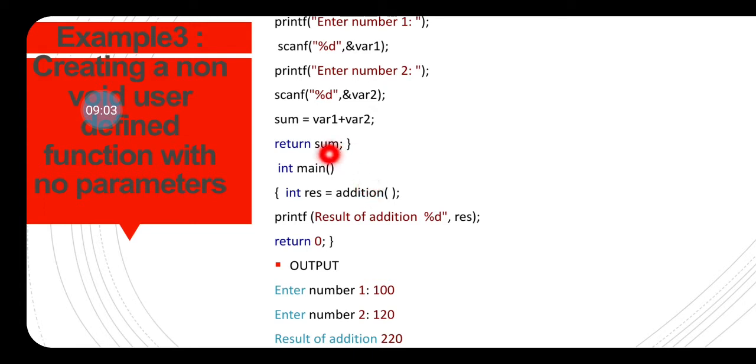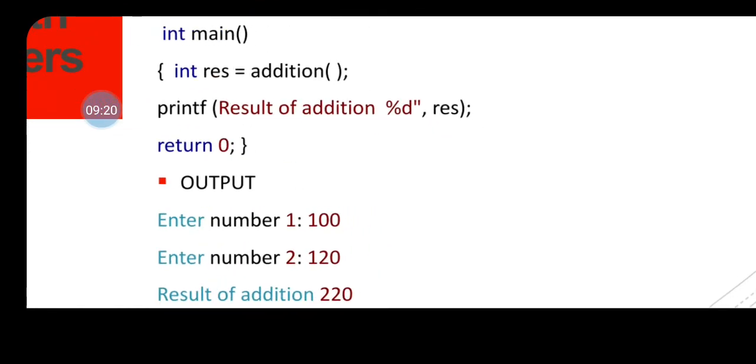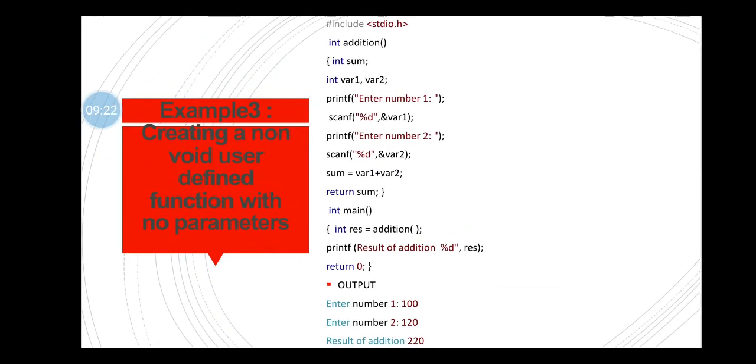Then this sum is carried by the addition function and it is stored into res in this statement, and now we will print this res value. So the result of addition is res, and that is the last statement in the output. As you can see, the result of addition is equal to 200. So in this manner, a non-void function with no parameters can be created.